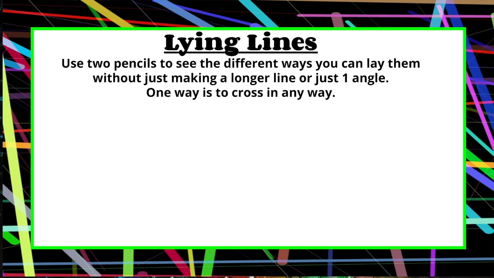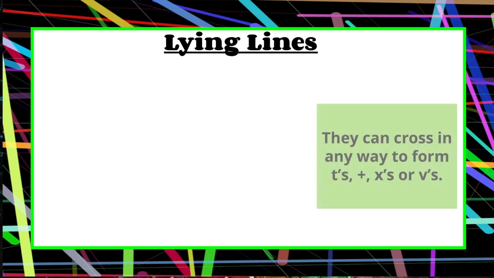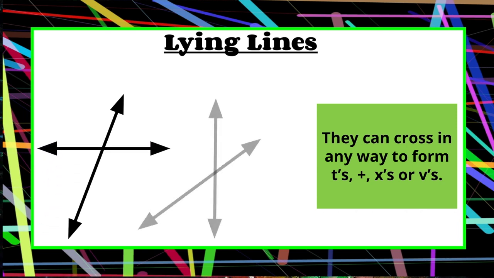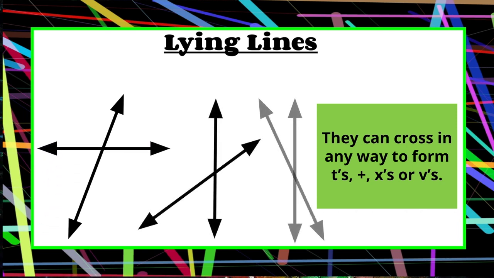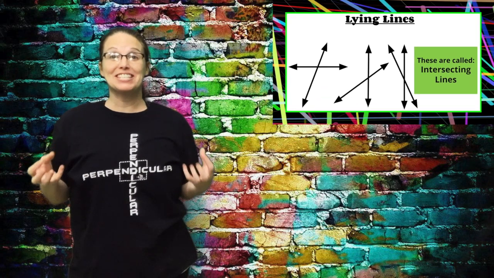Use your pencils to see if you can make a different way of laying them, without making a longer line, and try to cross them in some way. They can cross in any way to form T's, X's, or V's. These are called intersecting lines. They can make a perfect T, a perfect L, but they can also cross and make huge V's, little V's, and sideways V's. Any way these straight lines cross, they are intersecting.